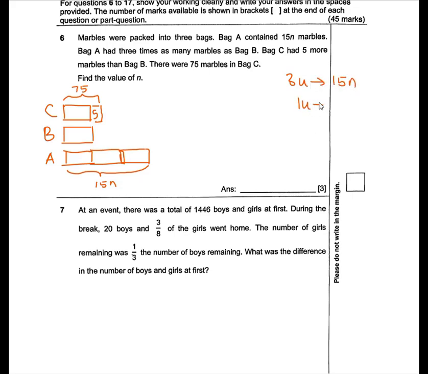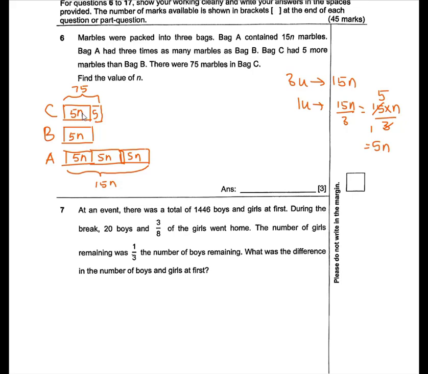So 1 unit would be 15N divided by 3, which is 15 times N divided by 3. So 3 times 5 is 15, which means that is equal to 5N. So 1 unit is equal to 5N, which means this is 5N here, 5N, 5N, and this size is the same as this, so this is also 5N.